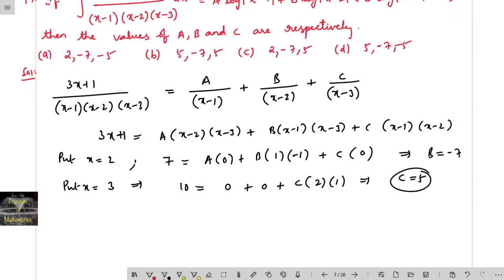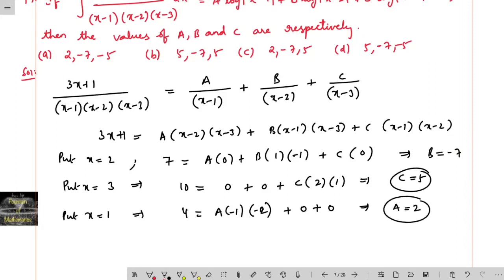And the next part we'll consider put x is equal to 1. Put x is equal to 1, we'll have in the left side 3 into 1 plus 1, 3 plus 1, 4 is equal to, and first part a into 1 minus 2 minus 1 into minus 2, and again here the second part becomes 0 and third part becomes 0. So this is 2a is equal to 4 or a is equal to 2. So we got the three values a, b, c.